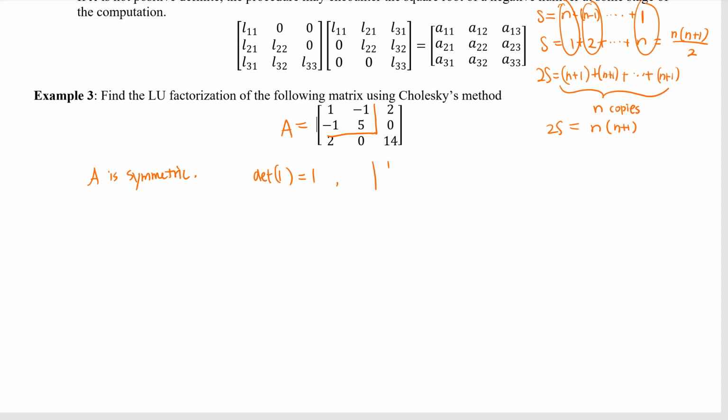And then increase the size. This one, determinant of 1, -1, -1, and 5. Well, cross multiply: 1 times 5 minus 1 times -1. So that's 5 minus 1, which is 4. You see, this one is also positive. Good. And then what's left is the determinant of A. What is the determinant of A? Do you still remember how we compute the determinant of a 3 by 3 matrix? If you forget, let me review with you, okay?